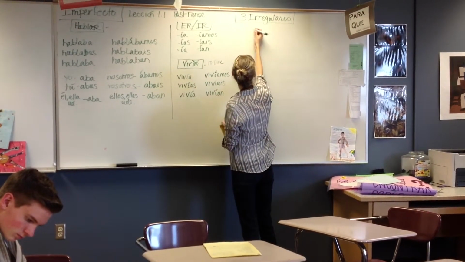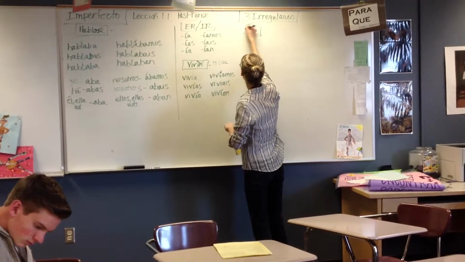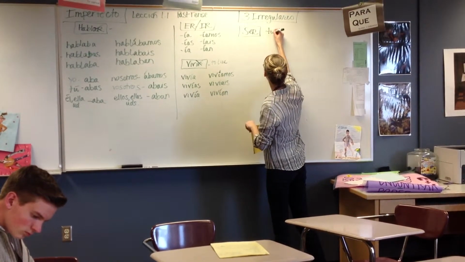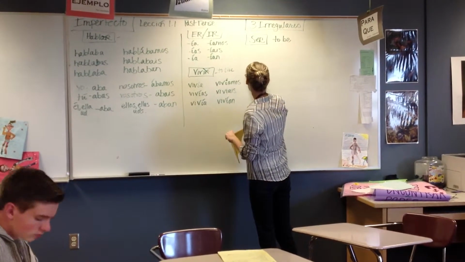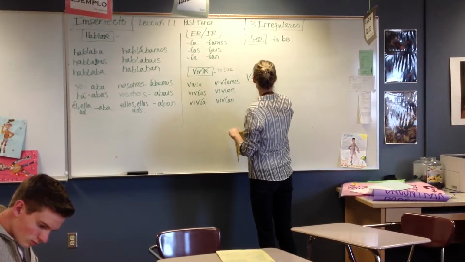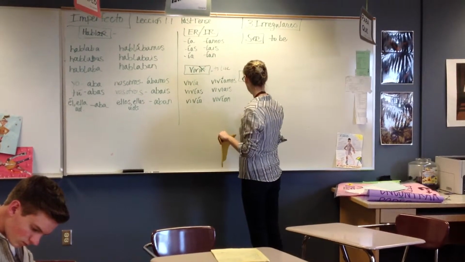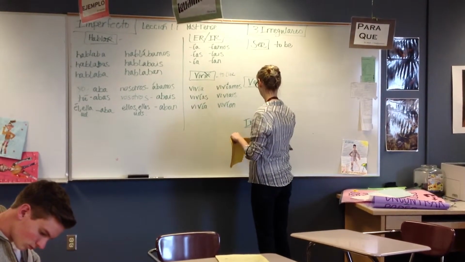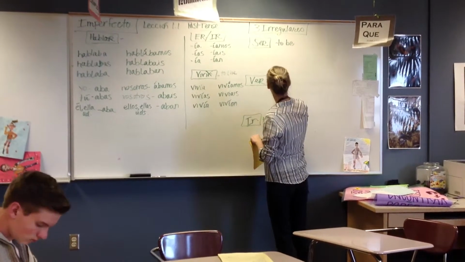Okay, the 3 irregulares, we have ser. What a surprise, right? ¿Qué significa ser? To be. Ser is to be. Okay, we have ser, ver, and ir. I'm sure you're very surprised by that one also.